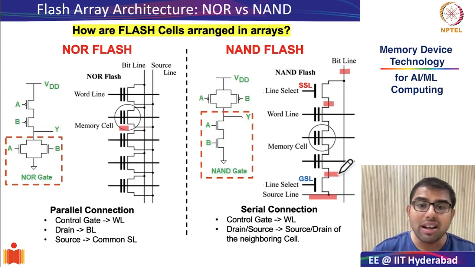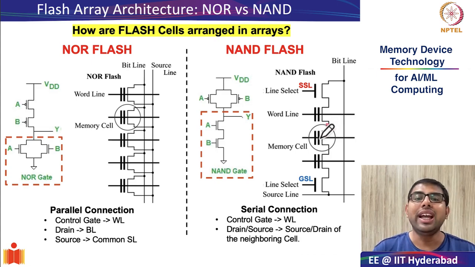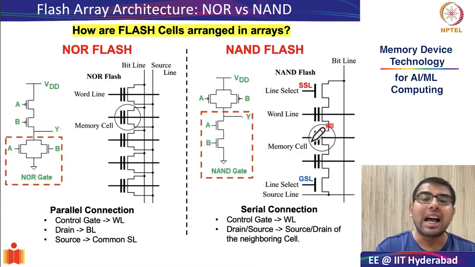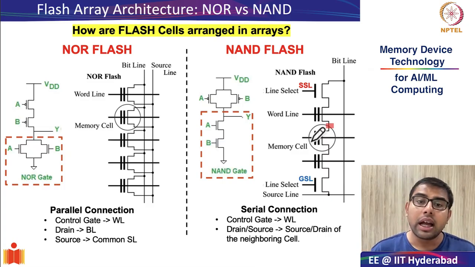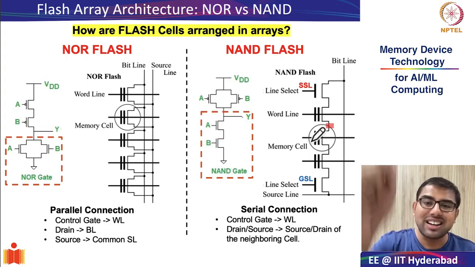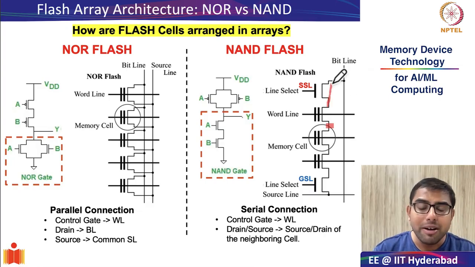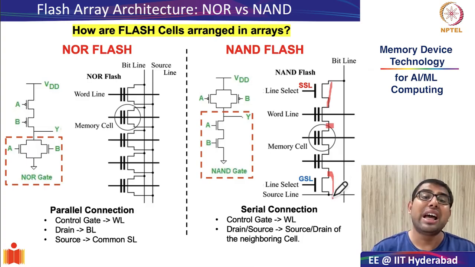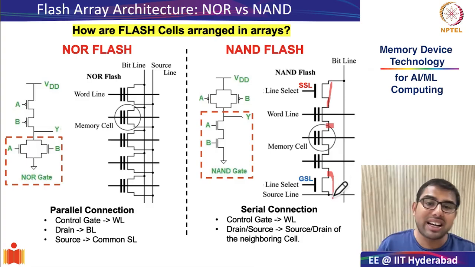So how are they interconnected with each other? As you can see from this diagram, the source of the first transistor is connected to the drain of the next transistor, and so on and so forth. So to summarize, the source and drain of the transistors are interconnected with neighboring cells, and the drain of the first transistor in the string is connected to the bit line, and the source of the last transistor in the string is connected to the source line. And that is why we call it a serial connection.